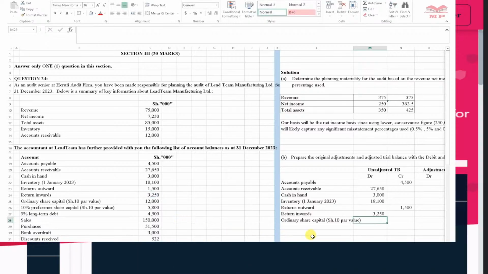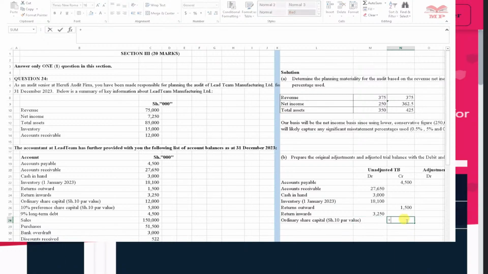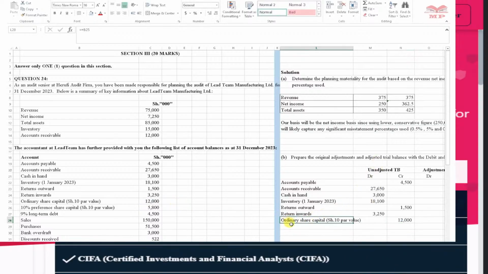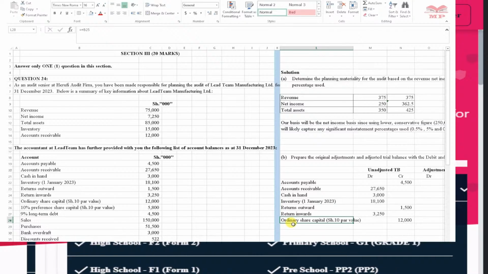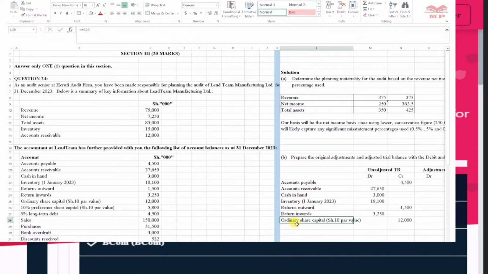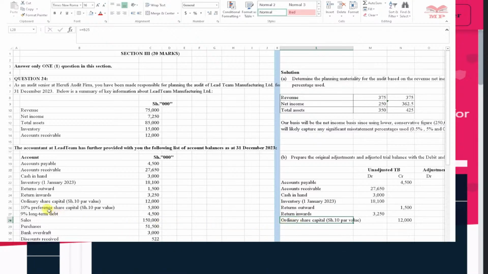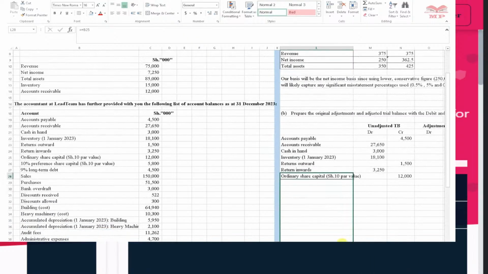Then ordinary share capital usually has a credit balance. So we're going to put the value here, 12,000, like that. And then once we have the ordinary share capital, we proceed to look at, do we have preference share capital? Yeah, most of these will actually be there. So you can just drag them down like that.